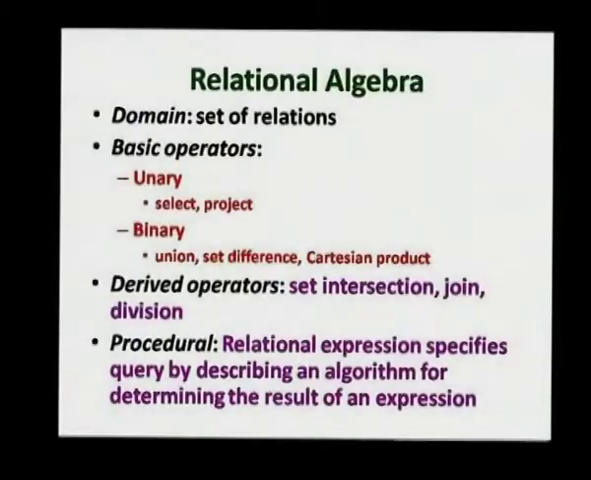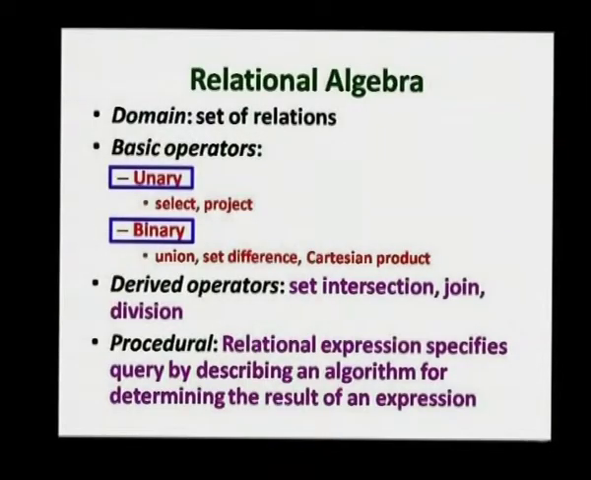As a quick revision of what we did last time, the domain of a relational algebra is a set of relations or tables, in other words. There are two types of basic operators, unary and binary. In the last class we saw unary operators, select and project, and binary operators like union, set difference and Cartesian product. In this lecture we are going to look at the derived operators, set intersection and join. Division we are going to see later.